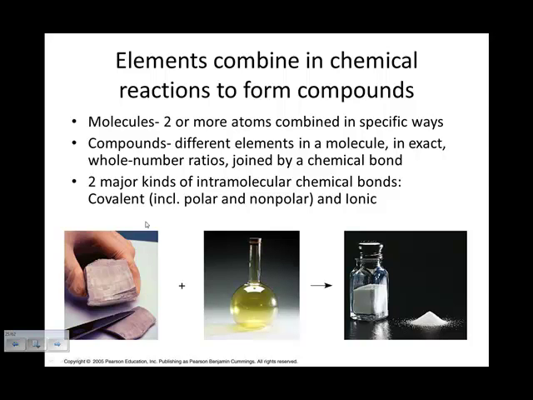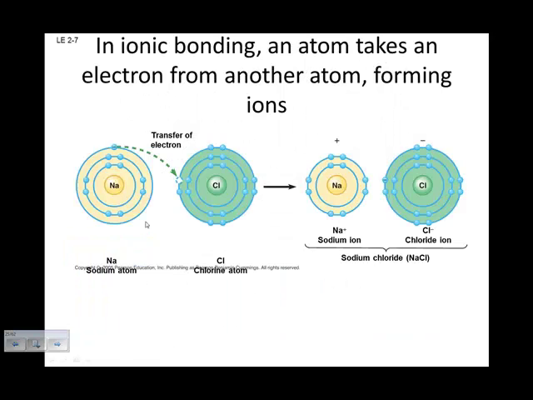Okay, there are two major kinds of deals that atoms can cut between themselves in order to satisfy their electron shells. The first of these we call an ionic bond. The second we call a covalent bond. Okay? Amongst covalent bonds, we have polar and nonpolar bonds. We'll talk about those soon. In ionic bonds, one atom takes an electron from another, or one atom gives away an electron to another, depending on how you look at it.